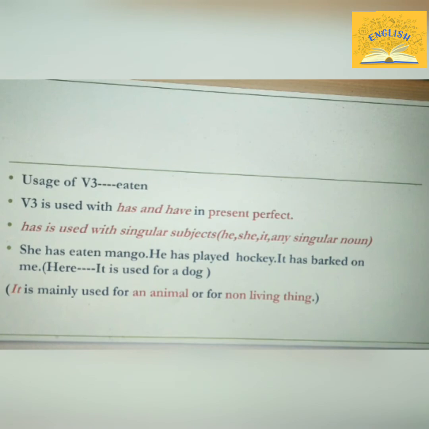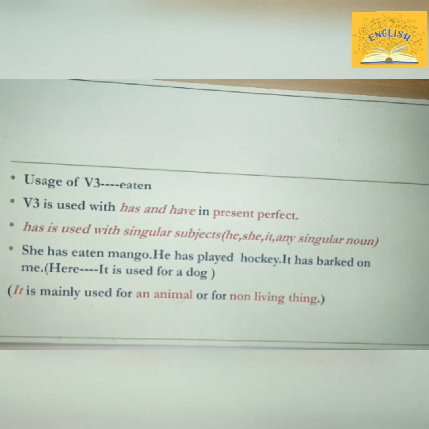With present perfect we use has and have. Now where to use has and where to use have? We need to see here. With all the singular subject we use has. For an example, he, she, it, or any singular noun we will use has plus V3, and with every plural noun we will use have plus V3.